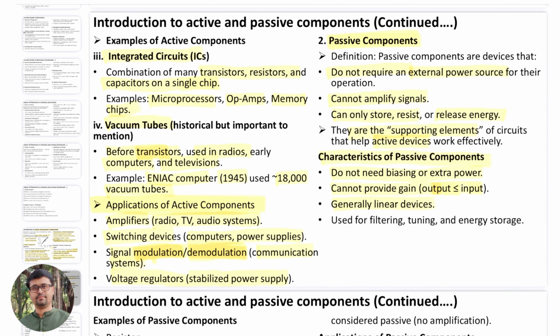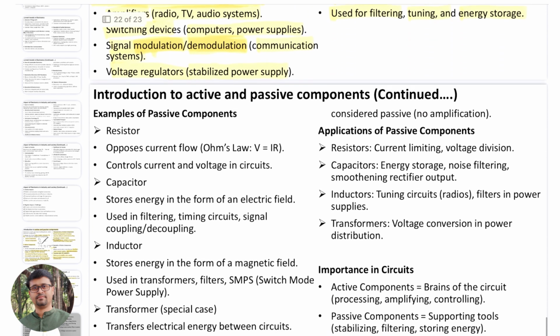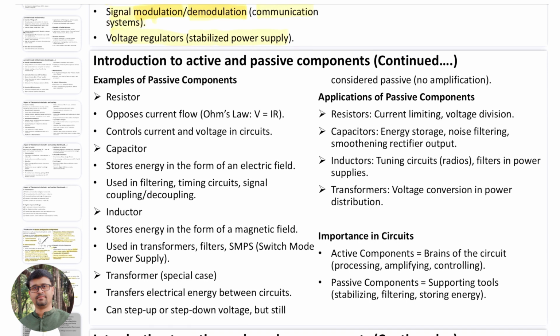They are used for filtering, tuning, and energy storage. Filtering is the concept used in the power supply. After the rectifiers, we use filters to remove the noise or the ripples. Tuning is tuning to a particular frequency, so tuning circuits are there. Then energy storage. Which components come under the passive components? First one is the resistor, then capacitor, inductor, and the transformer. So these are the examples of the passive components.